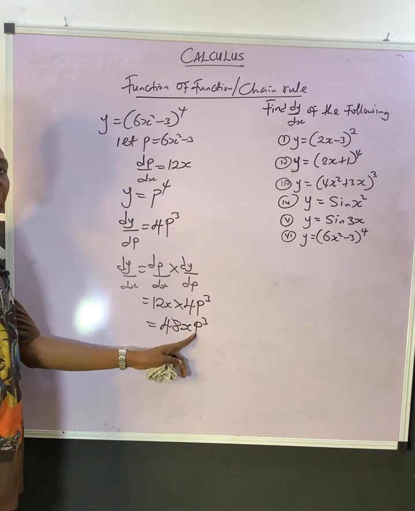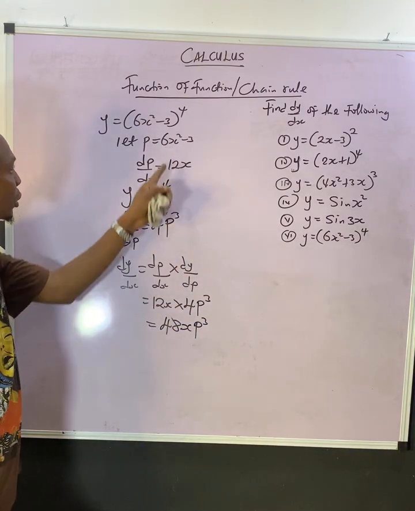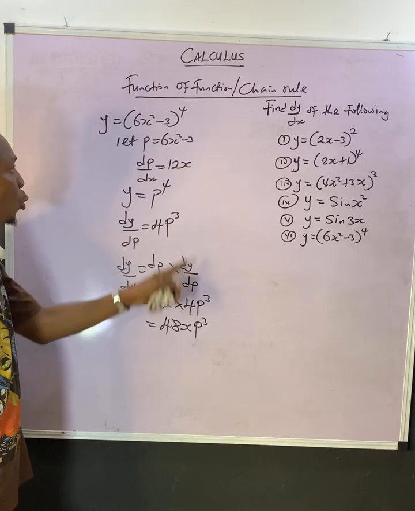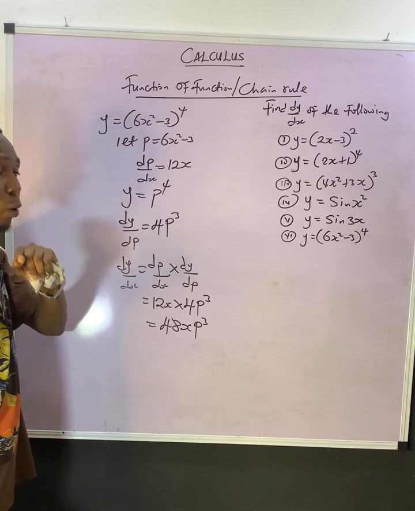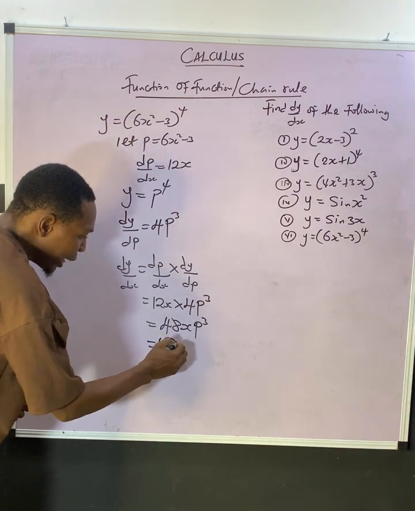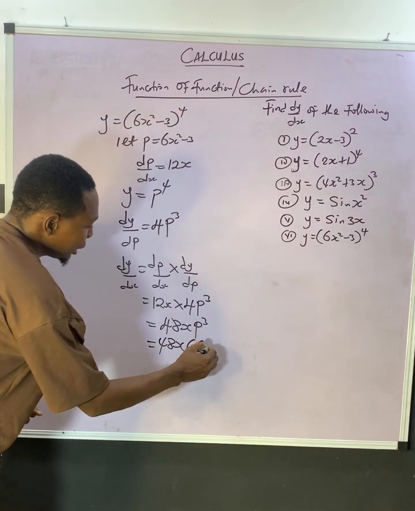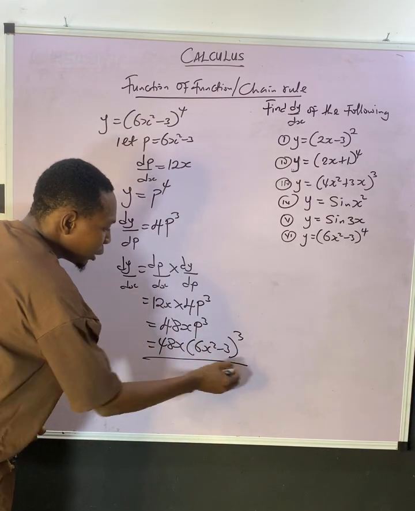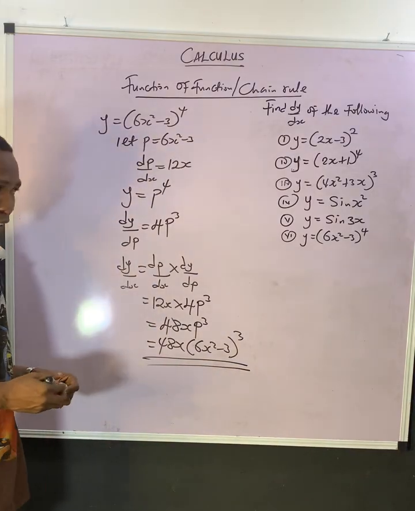And we know what our p is. Our p is 6x squared minus 3. So in place of p, we can replace it with 6x squared minus 3. So to get our final answer, it should be 48x, then bracket 6x squared minus 3, then raised to the power of 3. So that's the final answer.